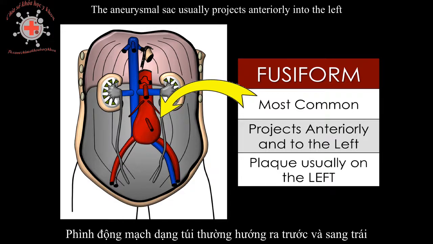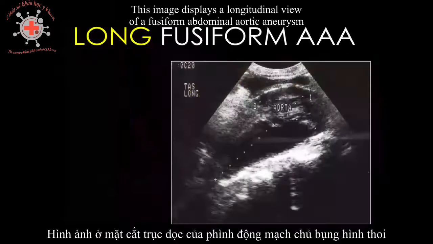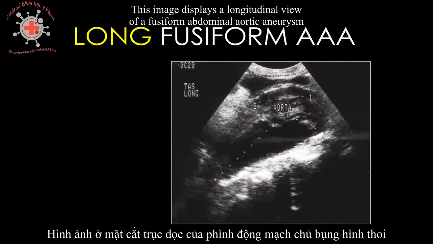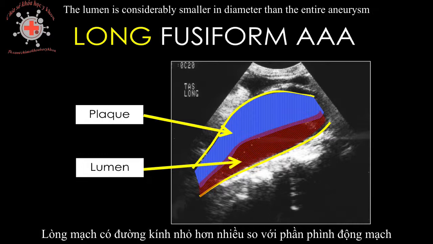The aneurysmal sac usually projects anteriorly and to the left. There's usually an intraluminal plaque on the left anterior wall. This image displays a longitudinal view of a fusiform abdominal aortic aneurysm. A large intraluminal plaque is seen on the anterior wall. The lumen is considerably smaller in diameter than the entire aneurysm.